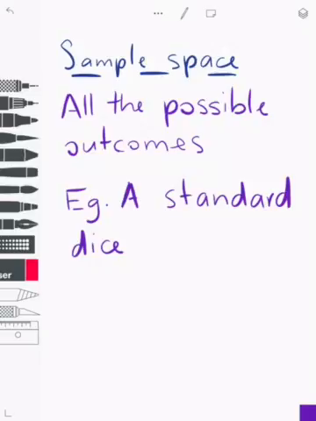Now, sample space is all the possible outcomes that could occur. That means we have to look at, okay, we want to do something, what possible outcomes could occur? So let's start with a standard die or dice and see what possibly could happen if I roll that dice. So if I roll that dice, what possible outcomes or what possible results could I have? I could either roll the dice and get a 1, a 2, a 3, a 4, 5, or 6. That means my sample space is 1, 2, 3, 4, 5, 6. They are all of the possible outcomes that could occur.